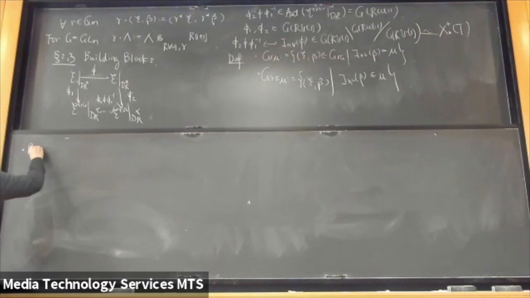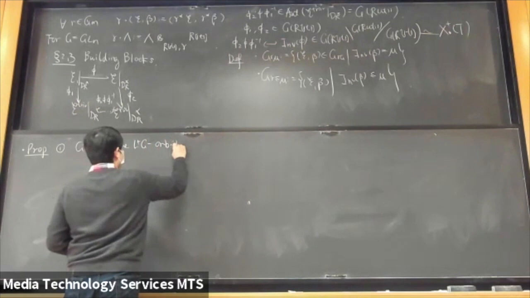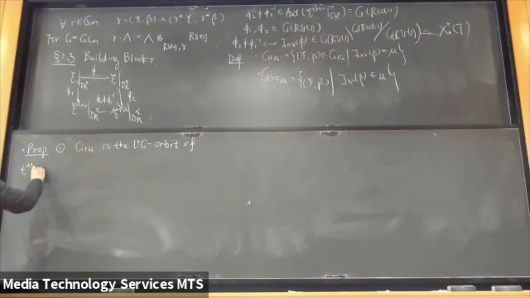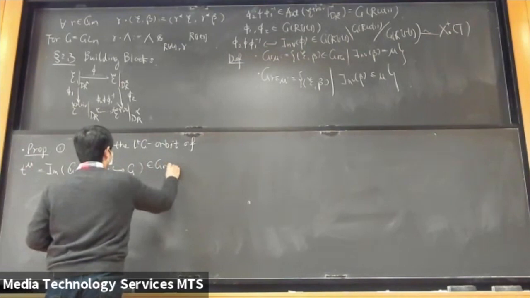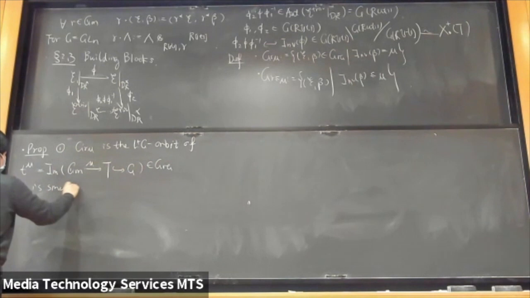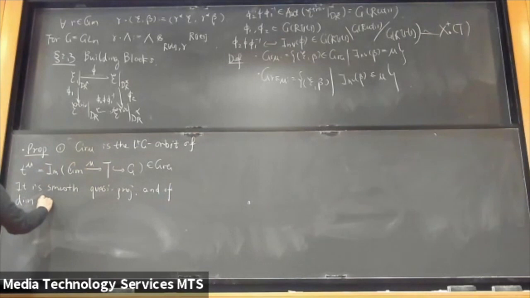So in fact, the Schubert cell of mu is the L plus G orbit of a point, which I denote by t^mu. This is in fact the image of G_m going to T using this mu, and in G, we consider the image as a point in the group G. So it is smooth, quasi-projective, and of dimension 2 rho of mu.